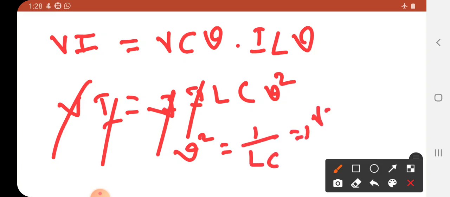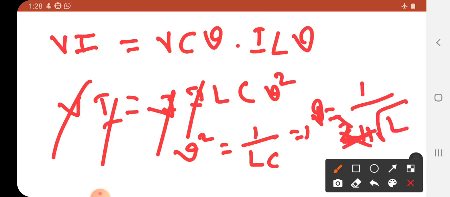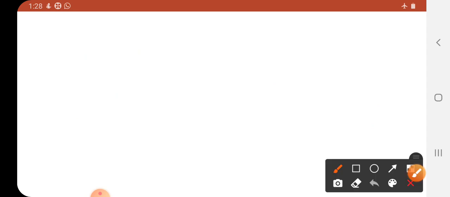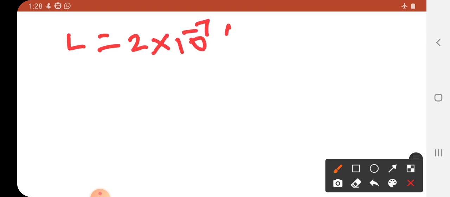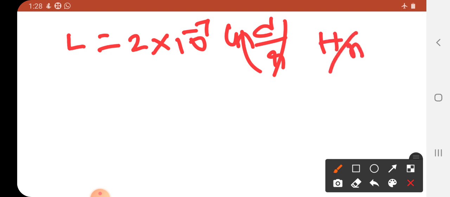This implies V is equal to 1 by root LC. This is velocity, and we know the equation for L and the equation for C from the first unit. Where L is equal to 2 into 10 power minus 7 ln d by r Henry per meter.